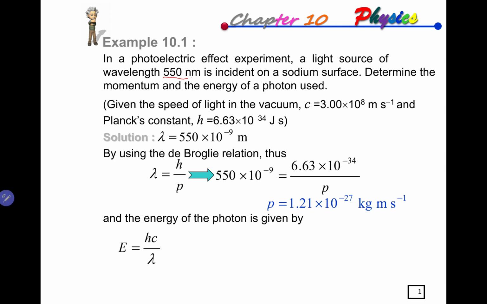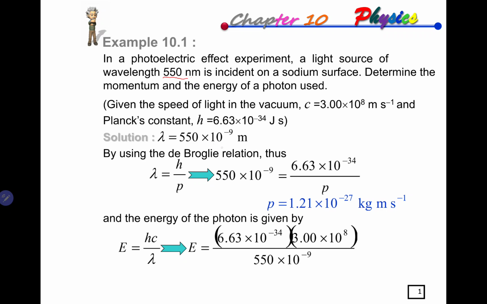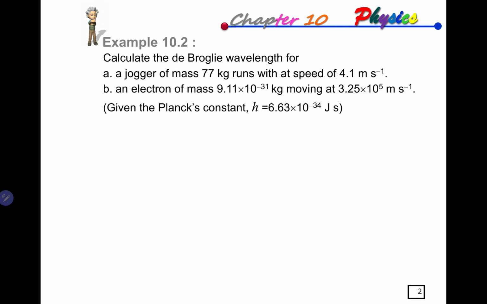And then the energy of the photon, we can use the equation hc over lambda, where h is a constant and c is a constant. Lambda is already given, so we can determine the amount of energy. It will be equivalent to 3.62 times 10 to the power of negative 19 joule. Now let us look into example 10.2.